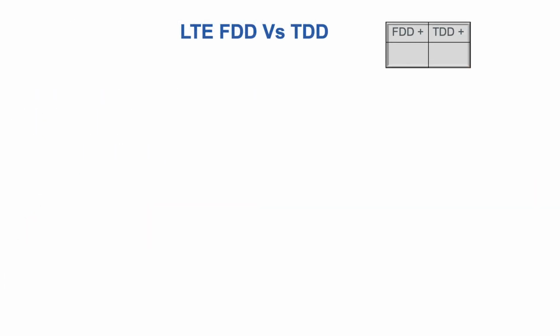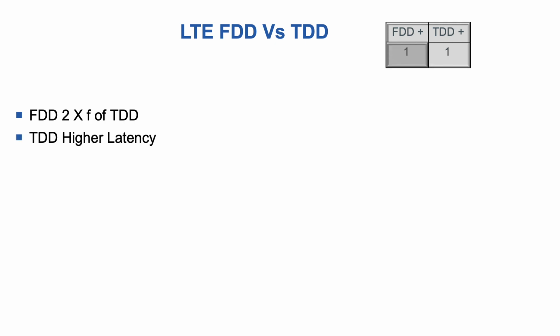So let's do a quick comparison between Frequency Division and Time Division Duplex. Frequency Division Duplex uses twice the amount of spectrum of Time Division Duplex. So in this case, Time Division Duplex is the winner. But Time Division Duplex has higher latency. This can affect, for example, some applications where TCP slow start can become a little bit of an issue.